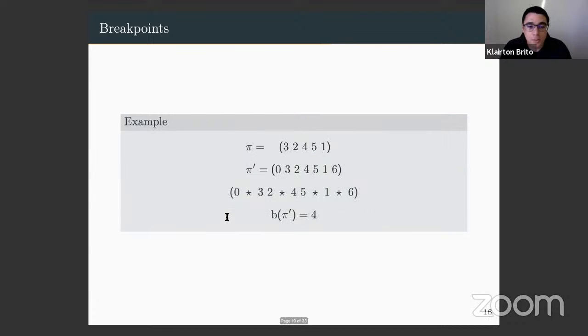Here we have an example. On the top, we have the permutation pi, and below, pi prime, where we extend the permutation by including the element 0 in the beginning and the element 6 at the end. Then we mark the regions where we have breakpoints with stars, and the total number of breakpoints for the permutation pi in this example is 4.